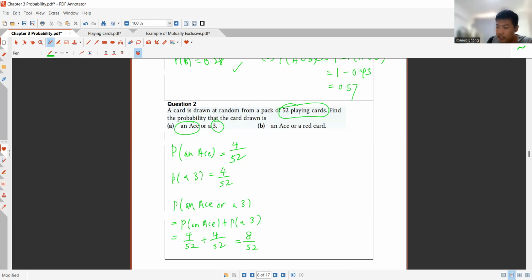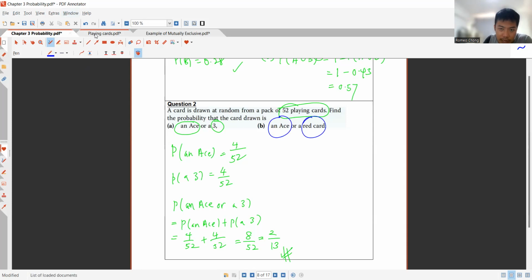So you actually get how much? Divide by 4. So 4 times 2 is 8, and 4 times 13 is 52. So it's 2 over 13. Okay, 2 over 13. So this is the answer for the first one. Then now, let's look at the ace and a red card. Okay, the second example, ace and the red card. And you need to check first whether they are mutually exclusive or not.